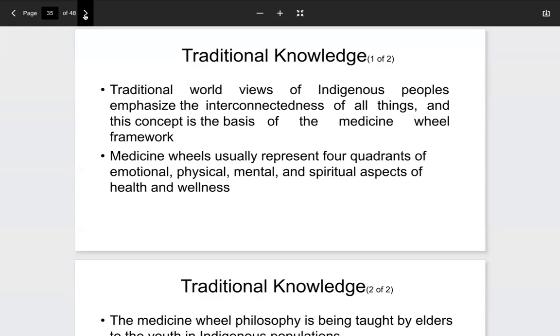With traditional knowledge, Indigenous peoples really emphasize interconnectedness to all things, even with nature. They use a framework, for example, called the medicine wheel. This medicine wheel represents four quadrants of emotional, physical, mental, and spiritual aspects of your health and your wellness. Oftentimes that is missing from the Eurocentric model that we use to practice medicine and even nursing within a Canadian context. We don't tend to always focus on the preventative strategies or the root causes.